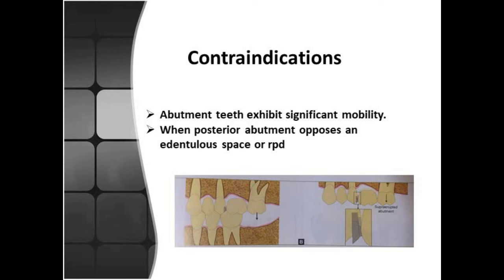Next, the contraindications. When abutment teeth exhibit significant mobility, prostheses with non-rigid connectors should not be used, so there must be equal distribution of occlusal forces on all parts of the FPD. And when the posterior abutment opposes an edentulous space or an RPD, you cannot use a non-rigid connector. This is because the posterior abutment can supra-erupt, and supra-eruption of the abutment leads to misfit of the key and keyway. So when the posterior most tooth supra-erupts, if it is opposing an edentulous space or an RPD, this will unseat the key and keyway.